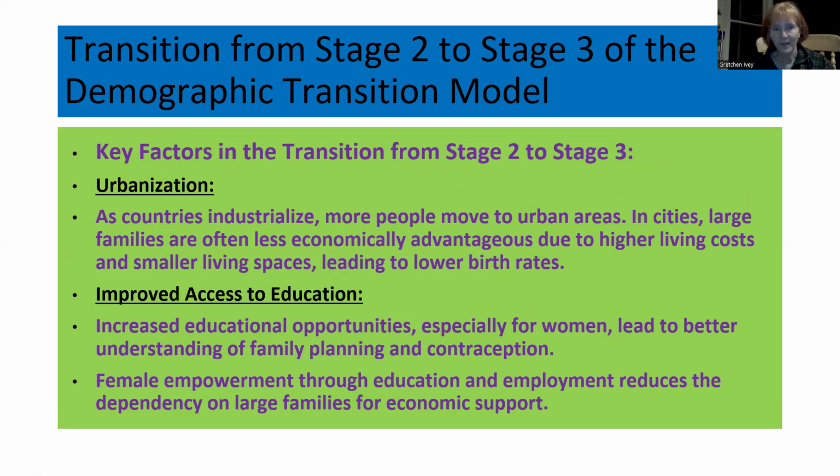Urbanization. As countries industrialize, more people move to urban areas. In cities, large families are often less economically advantageous due to higher living costs and smaller living spaces, leading to lower birth rates. Improved access to education. Increased educational opportunities, especially for women, lead to better understanding of family planning and contraception. And female empowerment through education and employment reduces the dependency on large families for economic support.